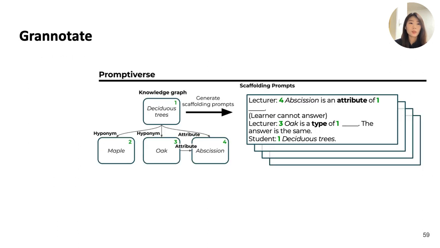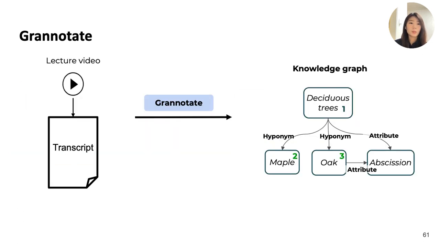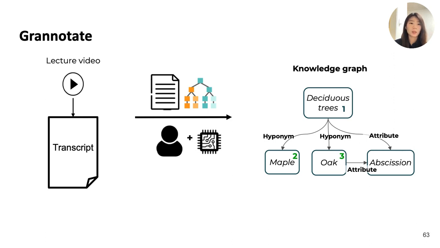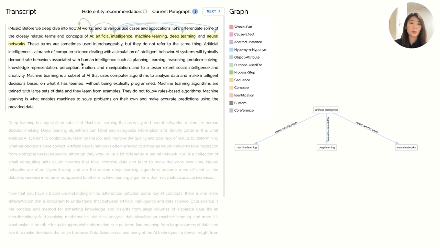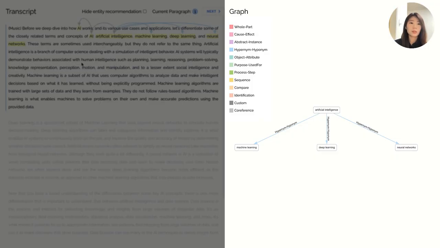To harness Promptiverse's potential to scalably create prompts, we designed Grannotate to support the construction of the underlying knowledge graphs. Designed based on the challenges identified from a pilot study, Grannotate lessens annotators' efforts by providing a visualization of knowledge graphs and AI-powered recommendations. Our tool has 2 representations of an annotated graph overlaid on the transcript, and a graph visualization to facilitate sense-making.